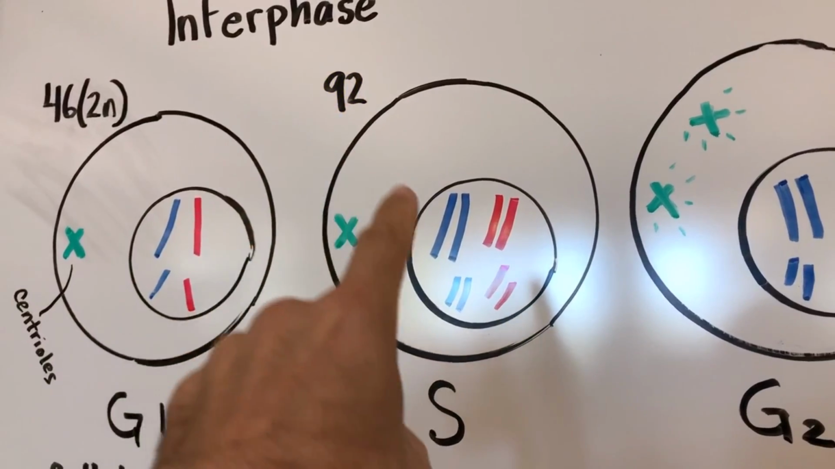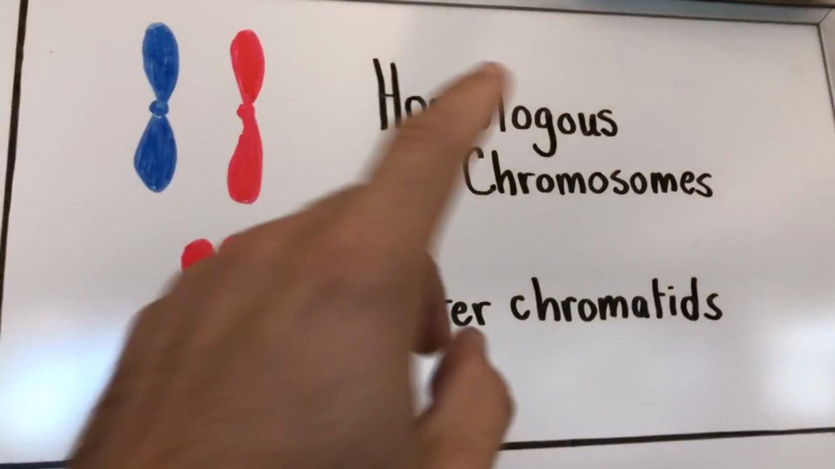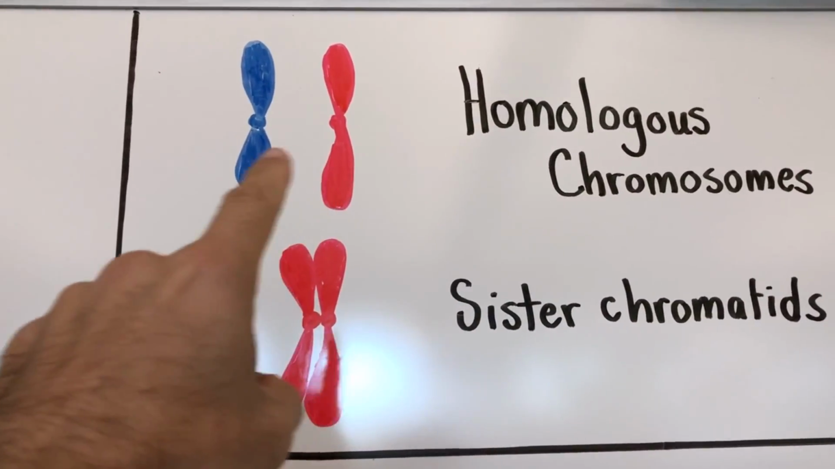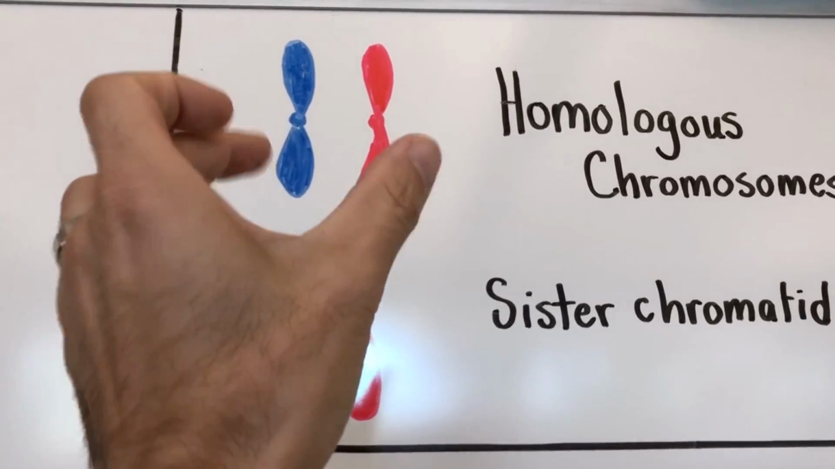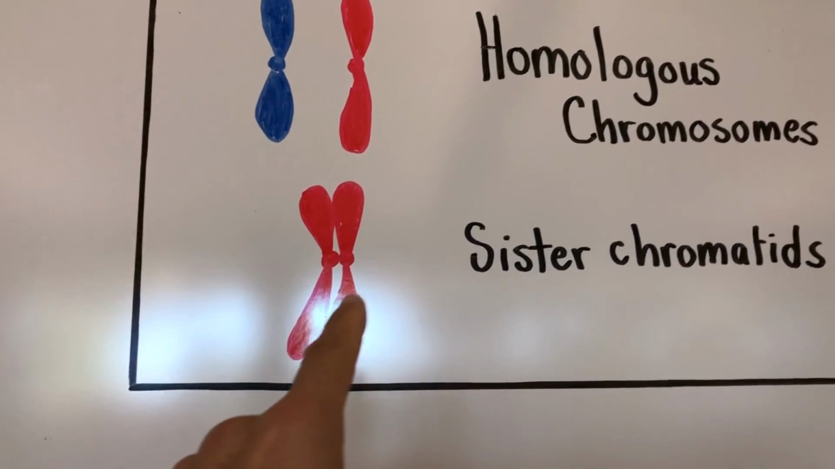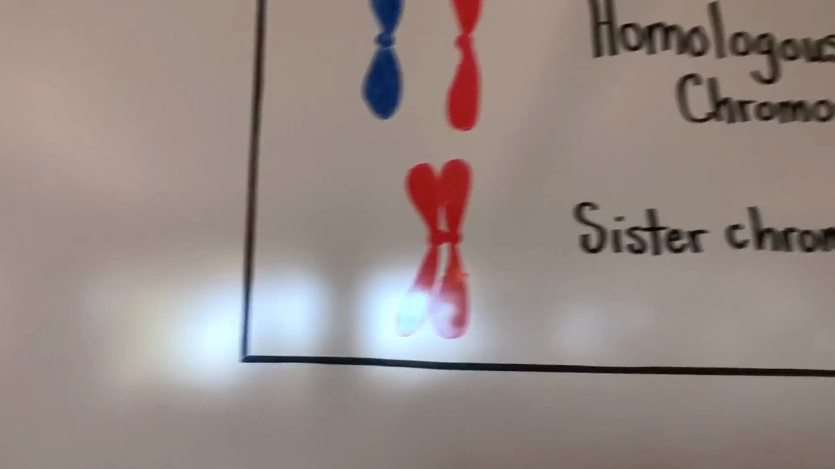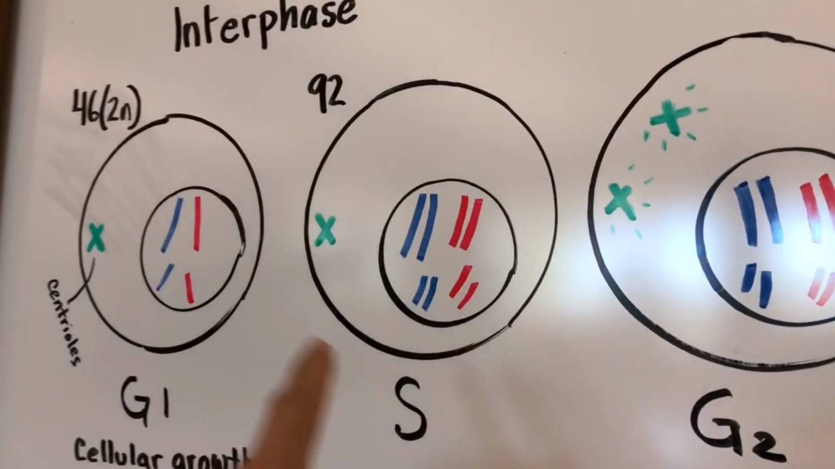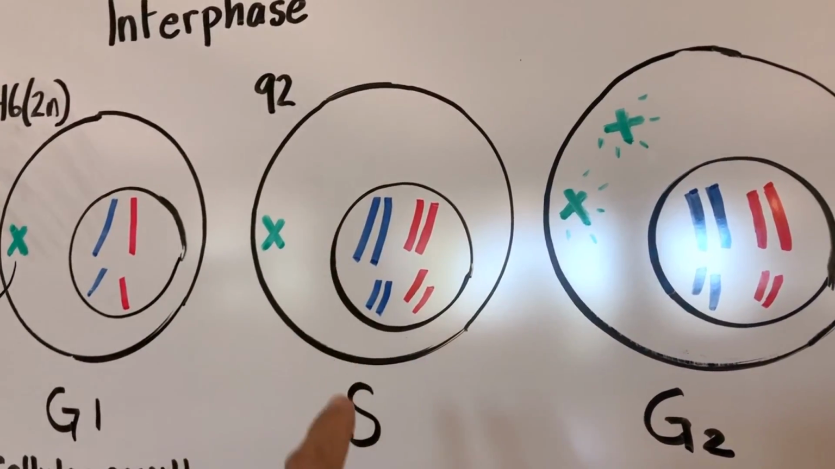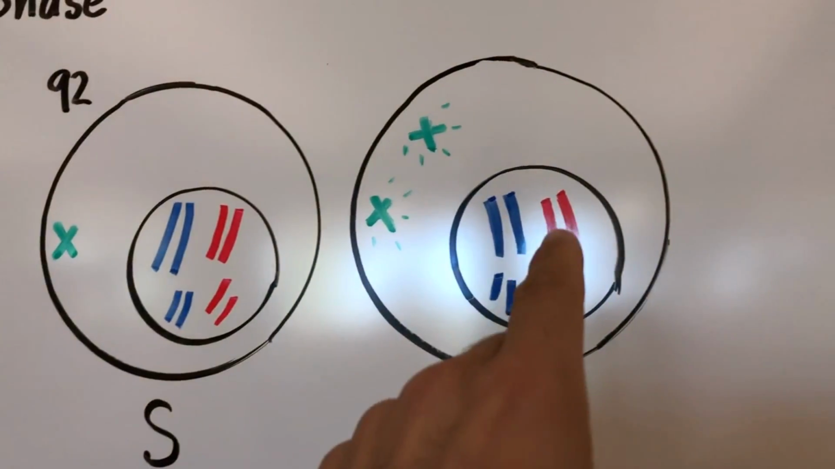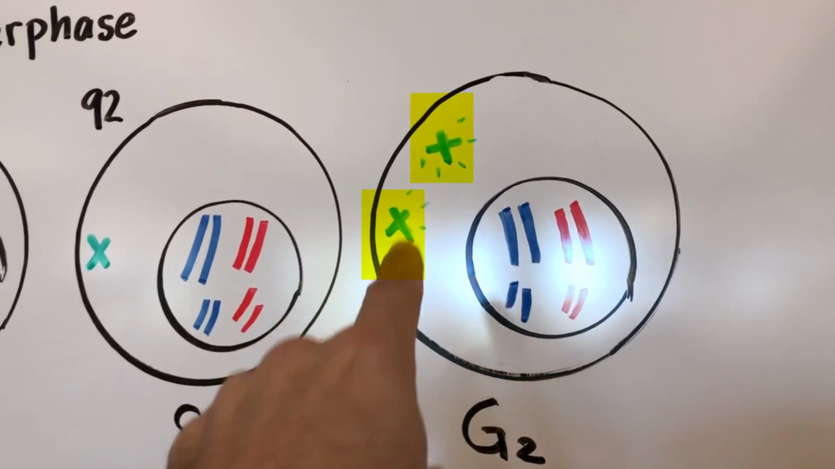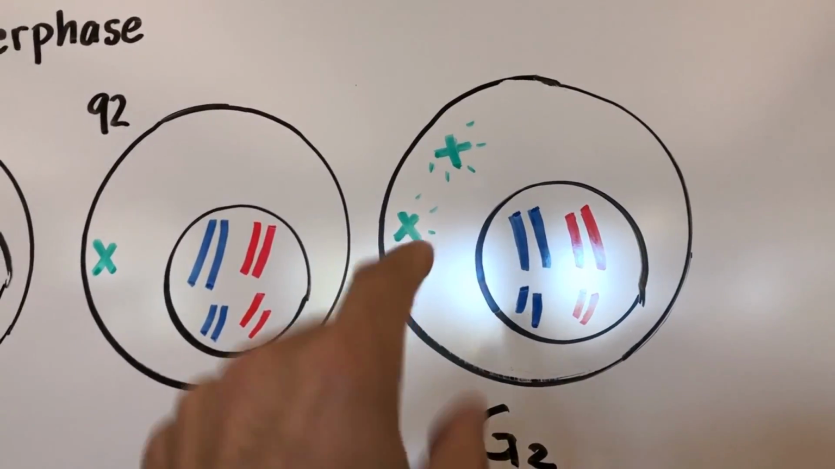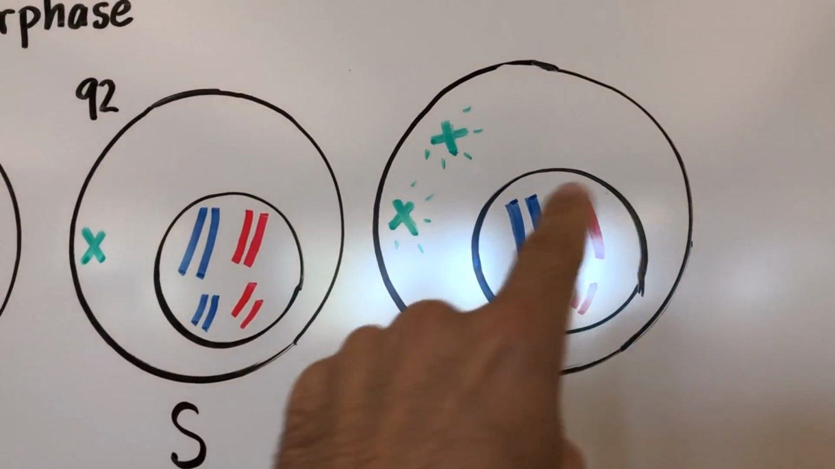You have 92 total chromosomes. At this point, you have what are known as sister chromatids. Remember, homologous chromosomes are the maternal and paternal set, right? Or maternal and paternal version of every chromosome. Sister chromatids, on the other hand, are identical copies of the same chromosome. So at the end of S phase, you have sister chromatid pairs forming. And then in G2, which is the final subphase of interphase, the centrioles replicate, and they start moving to opposite poles of the cell.